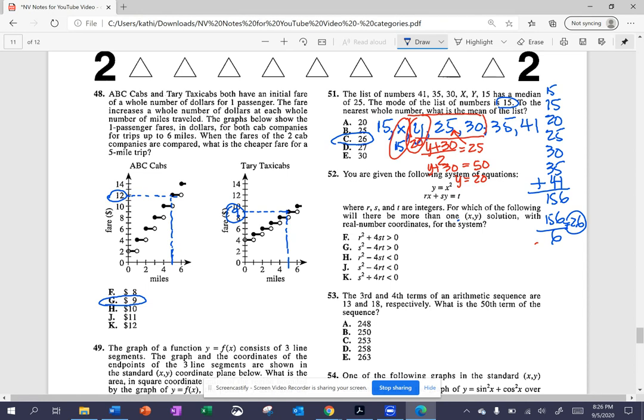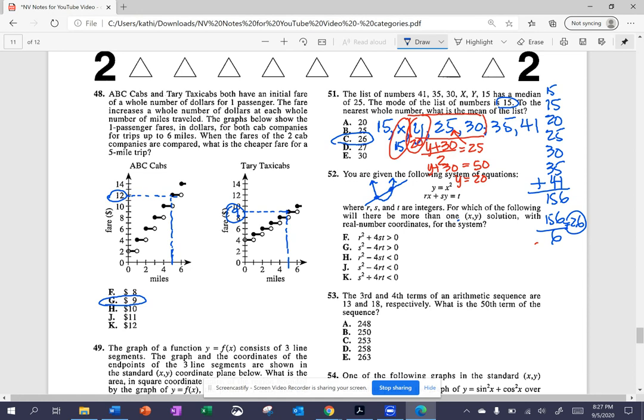All right, let's try 52. You are given the following system of equations: y equals x squared, and r times x plus s times y equals t. So this is an example of a linear equation and a quadratic. For which of the following will there be more than one solution within the real number coordinate system? So I'm looking for two solutions.